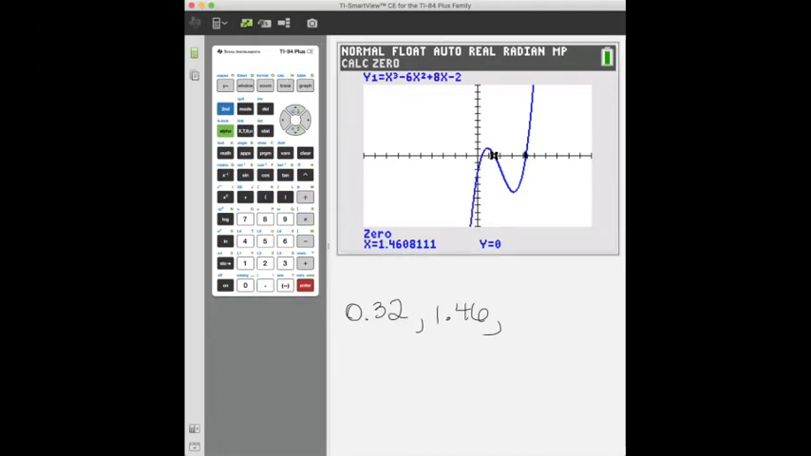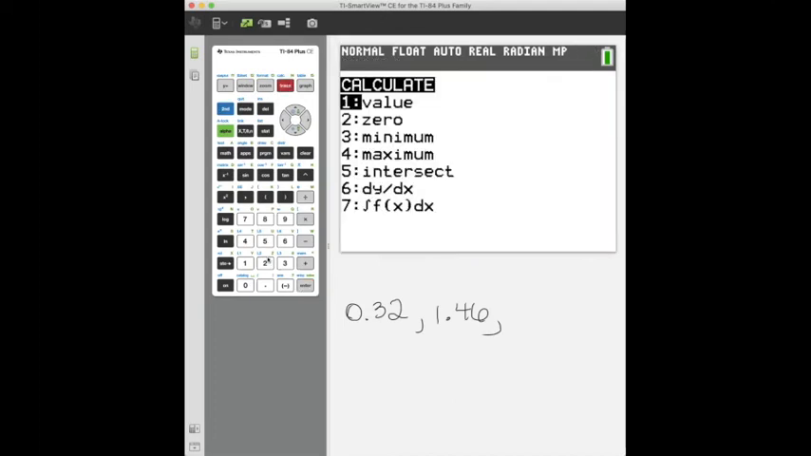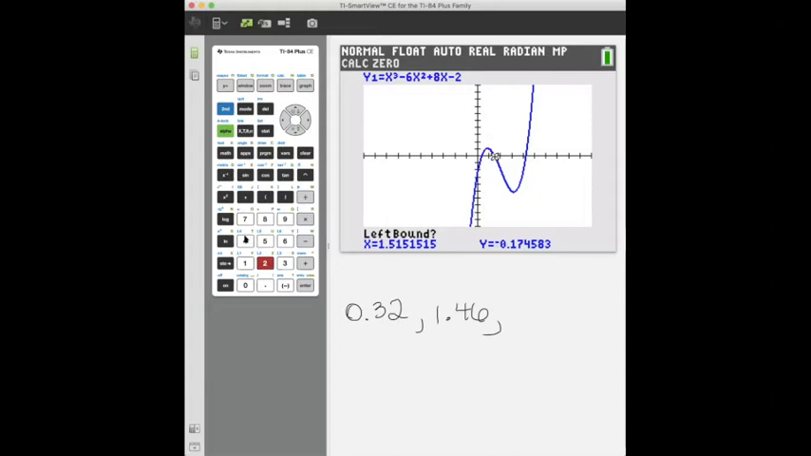And then my last 0 is over here between 4 and 5. So let's do second, calculate, option 2. My left bound is 4. My right bound is 5. Guess. So that is 4.21. Okay, so I have 0.32, 1.46, and 4.21.